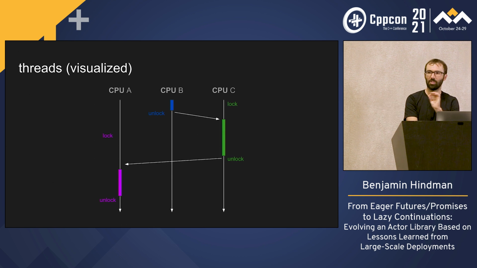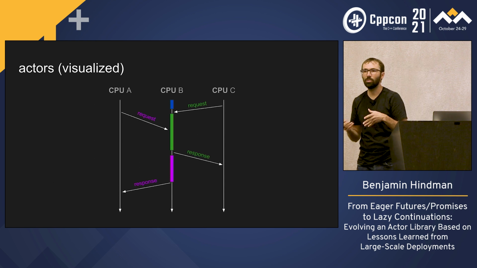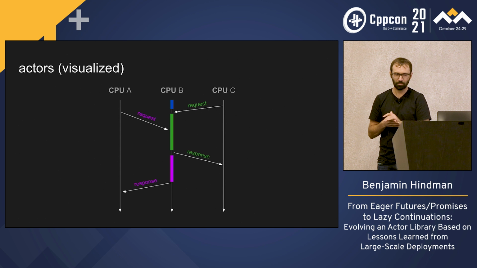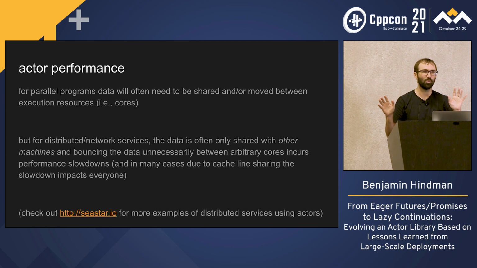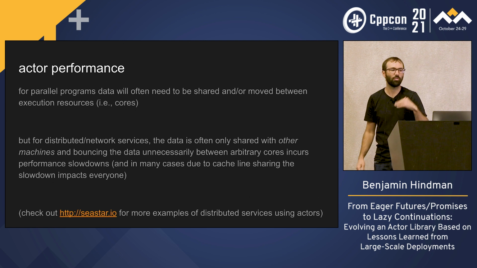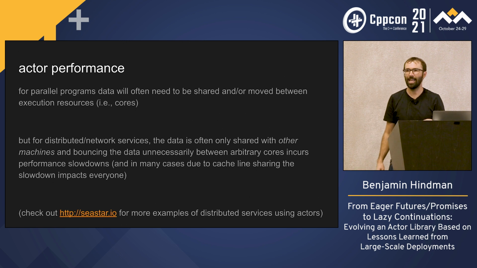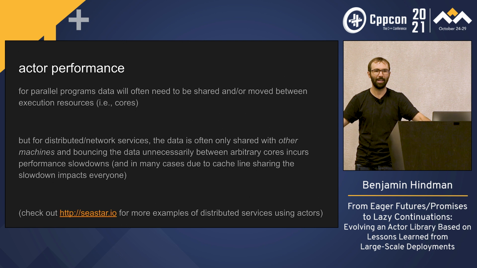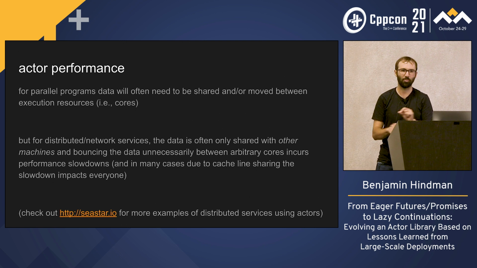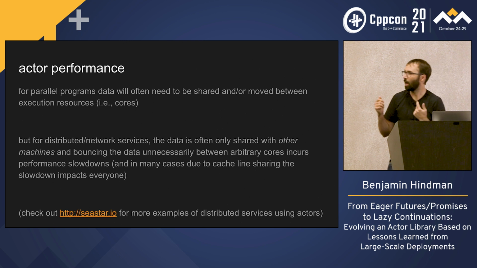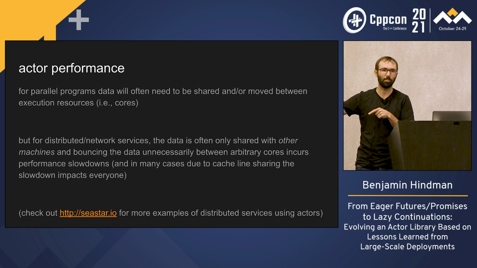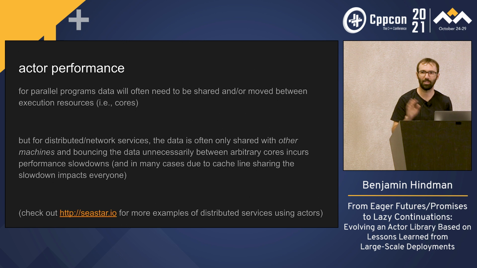Contrast this, say, with actors, which is the typical implementation of actors, where actors are pinned to a CPU, and the data doesn't move. So you can get huge performance benefits. So listen, for parallel programs, often the data is going to have to move. That's the whole point of parallel programs, is I want to put the data in a bunch of different threads and have them execute. But for a lot of the work that we do for distributed and network services, the data is often not shared with other threads that need to do parallel work. The data is often shared with other computers. Bouncing the data around within a single computer is not really a good use of the resources. Keeping that data on a single core as much as you can provide huge, huge performance benefits. Check out the C-Star project, for example, of building some big, massive distributed systems in C++, using this actor paradigm.